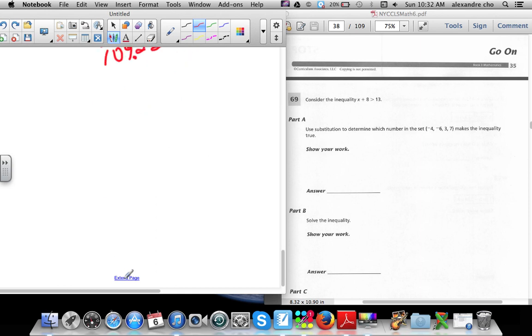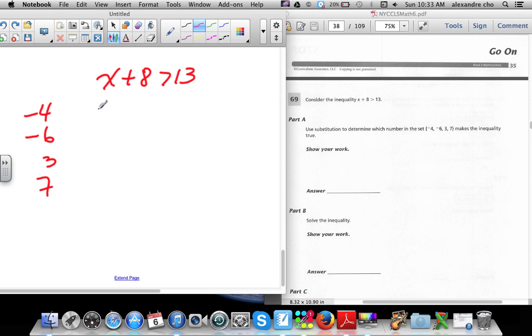Question 69. Consider the inequality. Use substitution to determine which number in the set, -4, -6, 3, and 7, makes the inequality true. Show your work. All right, so here we go. You've got x plus 8 is greater than 13, and a bunch of numbers: -4, -6, 3, and 7. They're saying which of these numbers, maybe 1 or 2, or 3 or all of them, will make that true. Substitute. So let's start with -4.